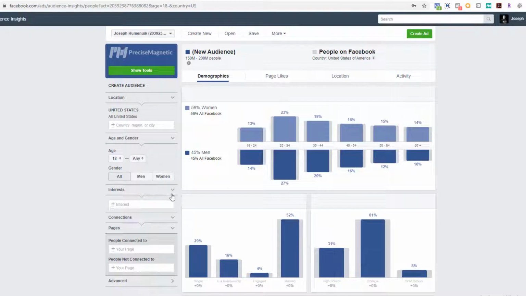Okay, open up the Facebook Audience Insights tool. If you don't know where to find this, you can get a link in the description of this video. On the left-hand side, you'll see some options. Locations is just the geographical location that you want to focus on. We're going to keep that in the United States. Age and gender. We want to keep this broad for now.